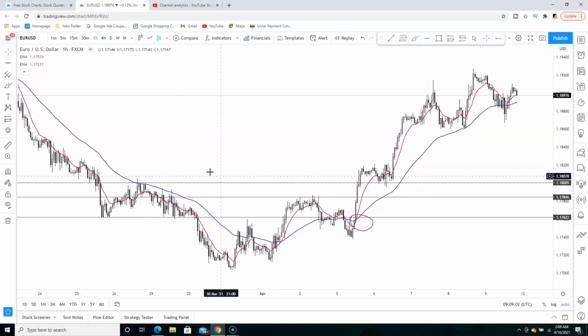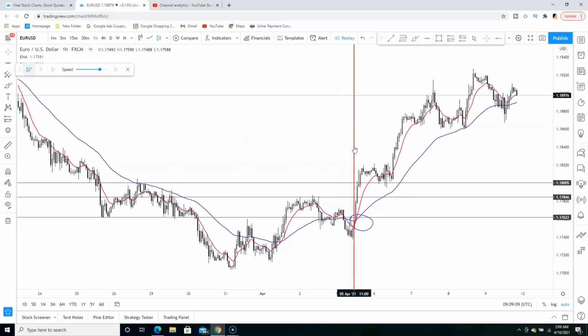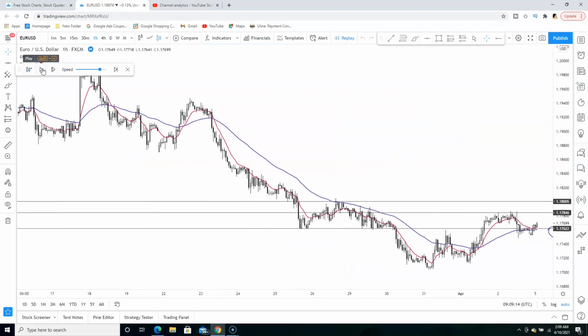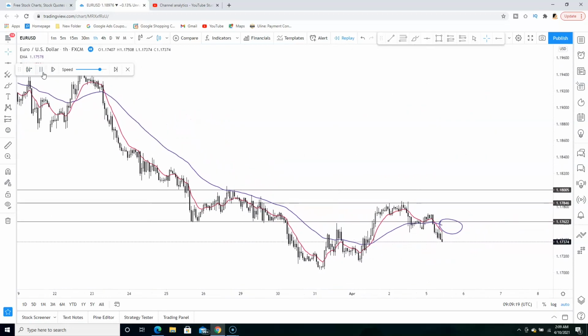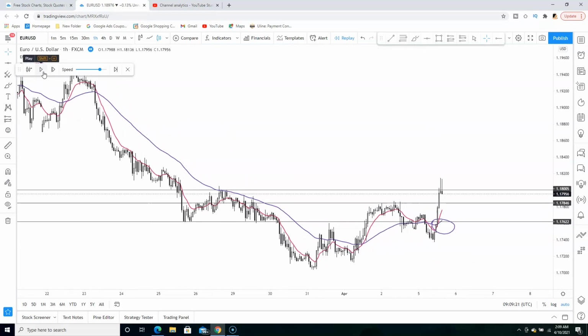So if we replay this right now, let's look at the replay and let's see what happened. Start from here and let's take a look at how that trade played out. Bam, you see the cross right over there? That's your entry right over there. We have our TP1 smashed over here, and we have our TP2 smashed over here.